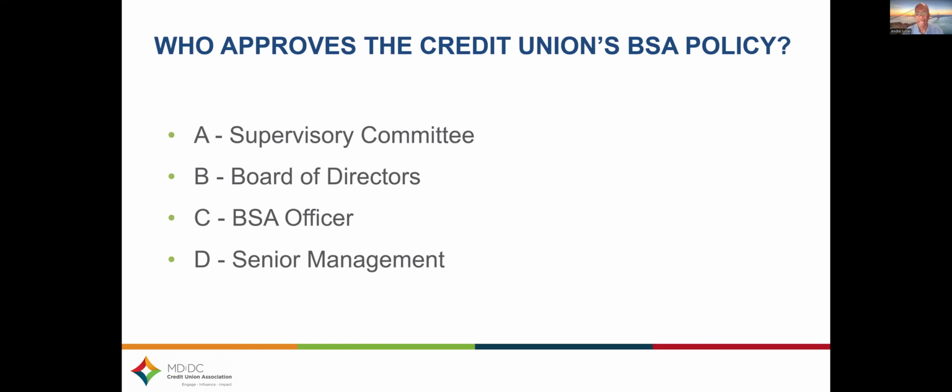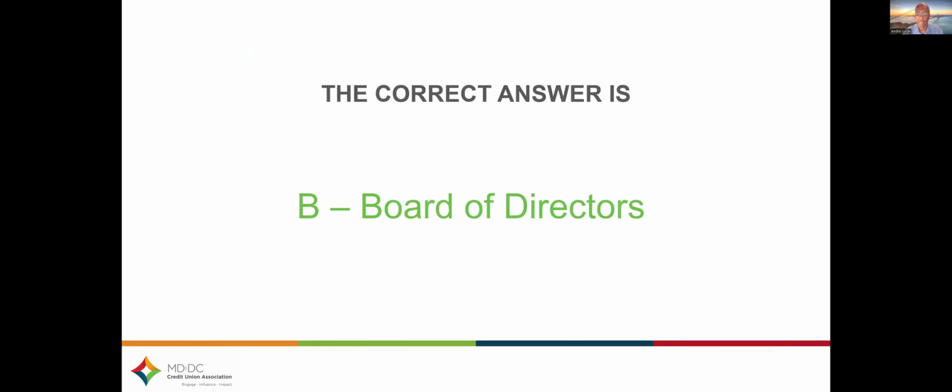Okay, and the answer is B, the board of directors. Remember, the board of directors reviews the credit union's BSA policy, and it must be done every single year. So staff must review, update the policy, and present it to the board every single year for approval. And again, it should be in the credit union's board minutes.